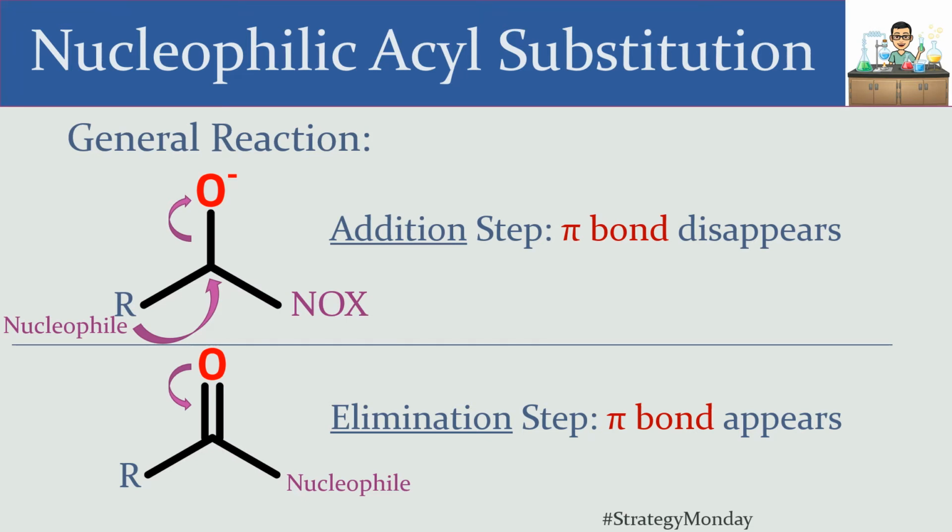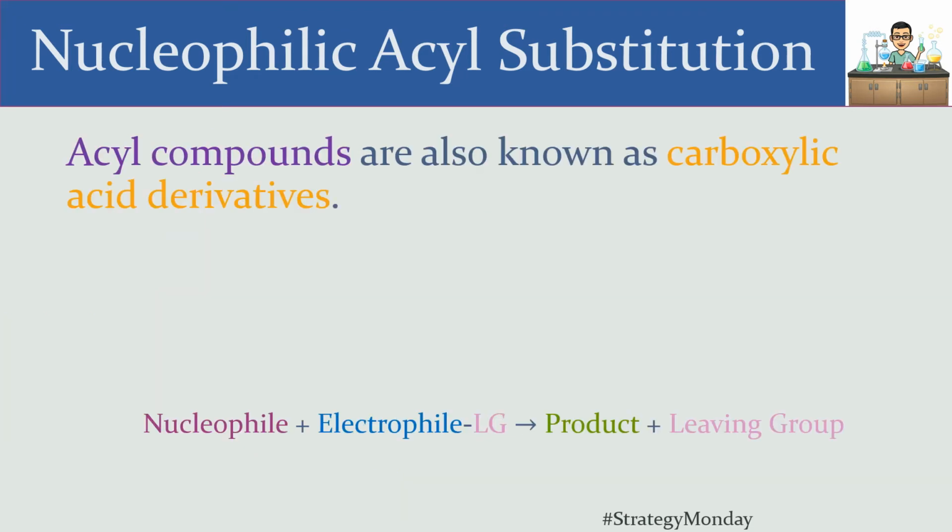And in order to go through this elimination step, we had to have a NOx that we can kick off. There's no way to go through this elimination step unless there's something here that can be kicked off as a leaving group. If instead of a nitrogen, oxygen, or a halogen we had a carbon or a hydrogen, that would not be a good leaving group, and we would not see that elimination step occur. So acyl compounds are also known as carboxylic acid derivatives. And again, depending on your exam, you may not see the word acyl at all.